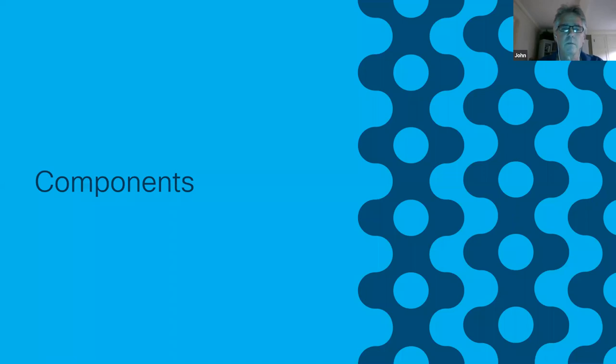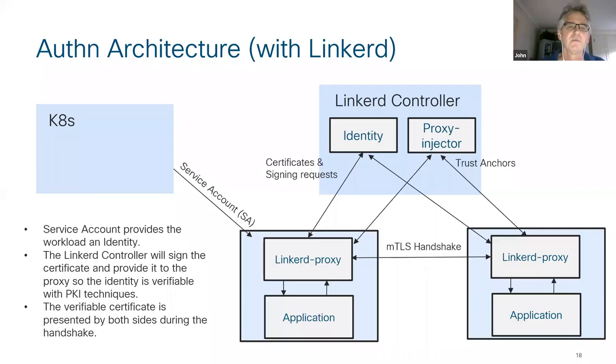So let's see, now I'm going to move away from the educational aspects a little bit and a little bit more into who's really doing these things and how they are doing it. So here I chose to highlight how Linkerd does its authentication architecture. It follows fairly similar to that process that I described before. So the service account from Kubernetes provides the workload an identity.